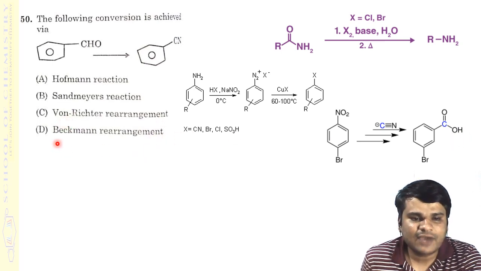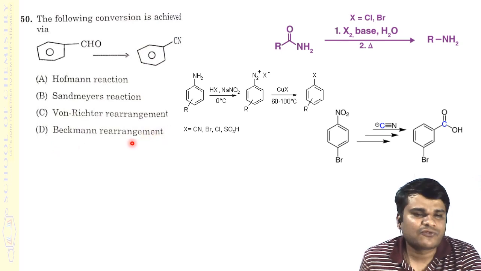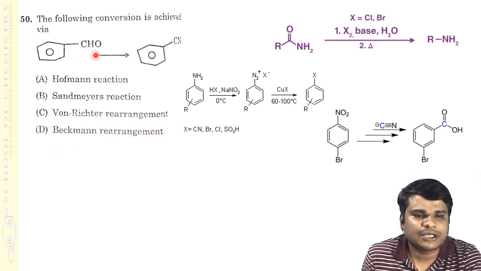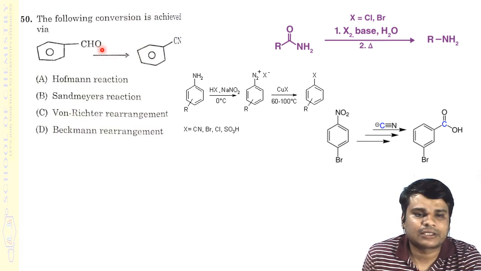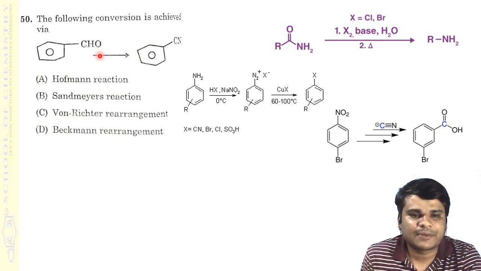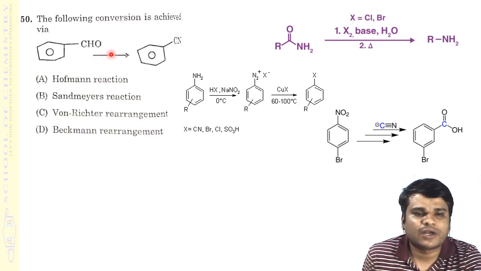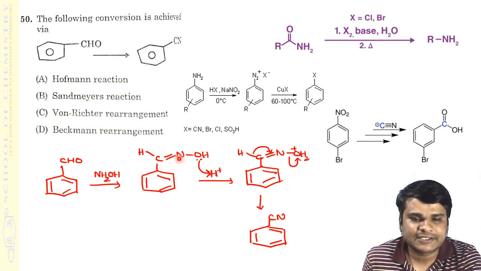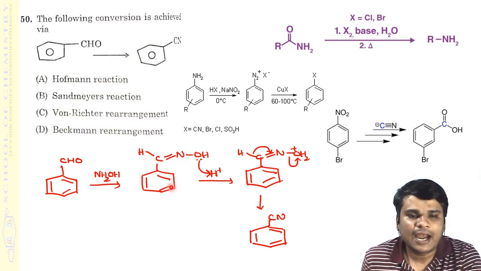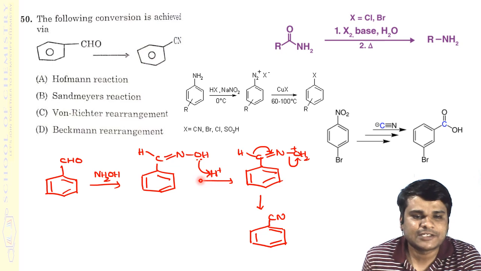And the last one, we are left with the Beckmann rearrangement. Of course, if the other reagent that we need had been given here, that would have been suitable. Actually here hydroxylamine is needed in the first step, and then in the presence of acid. When benzaldehyde reacts with hydroxylamine, what we get is the oxime product, and this in an acidic environment can undergo rearrangement. How the rearrangement happens has been shown here.